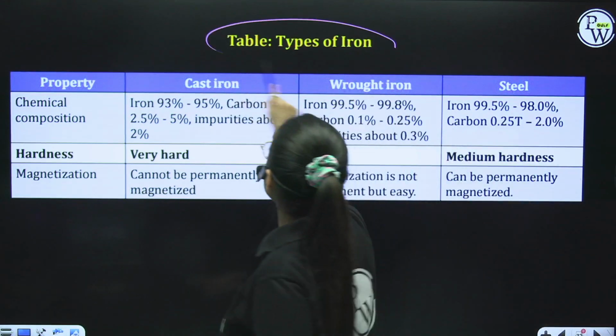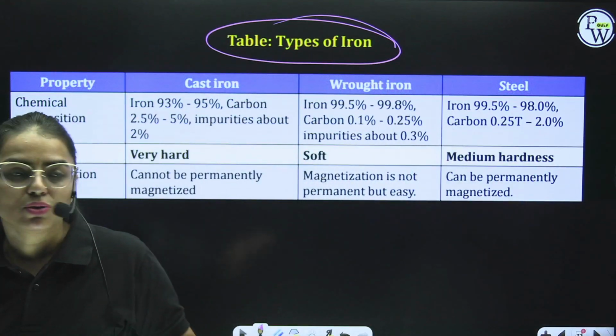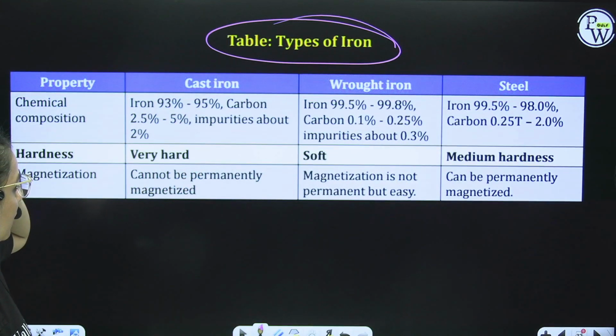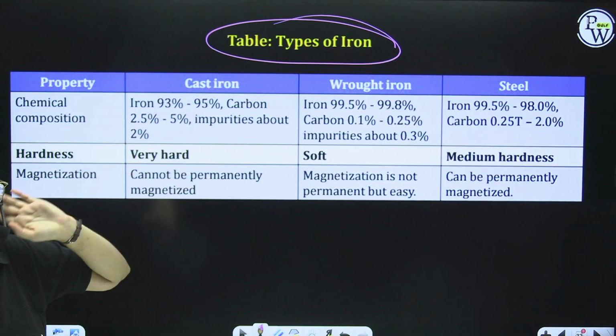Now comes the important part, that is the types of iron that you should know. Basically there are three types of iron. One is cast iron, then wrought iron, and then they talk about steel.